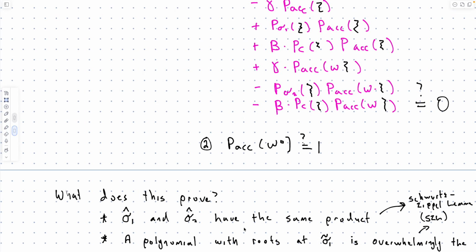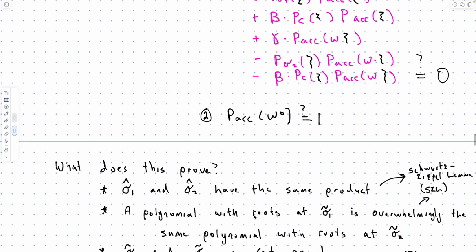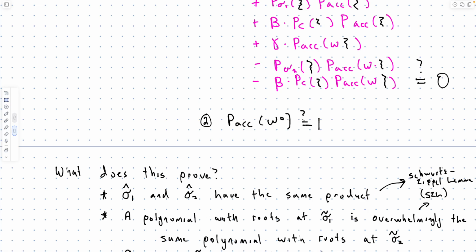What does it mean if these things have the same product? Well, what it meant is that if you have a polynomial with roots of sigma tilde, and I have a polynomial where the roots are sigma tilde 2, with overwhelming probability, they're the same polynomial. Again, the overwhelming comes from the Schwartz-Zippel lemma.